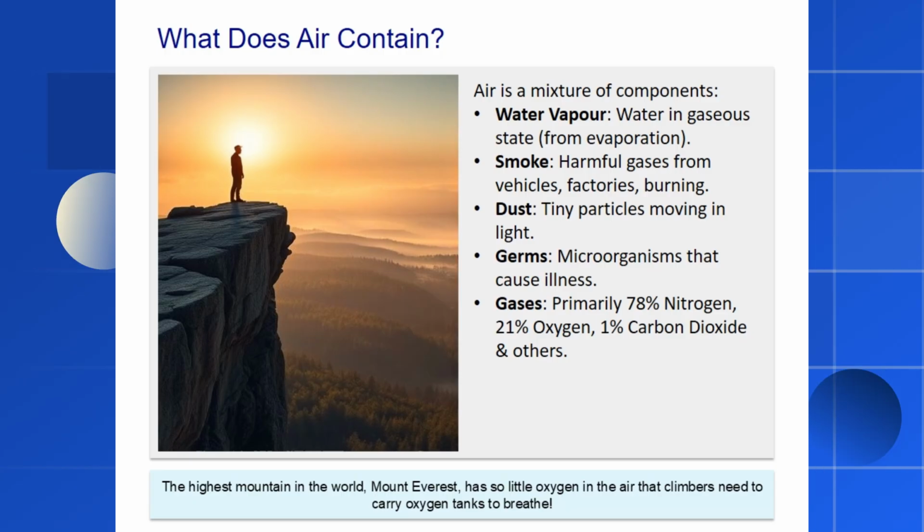First, air contains water vapor, which is water in its gaseous state. This forms when the sun's heat evaporates water from puddles, wet clothes, ponds, lakes, rivers, and seas, mixing it with the air.